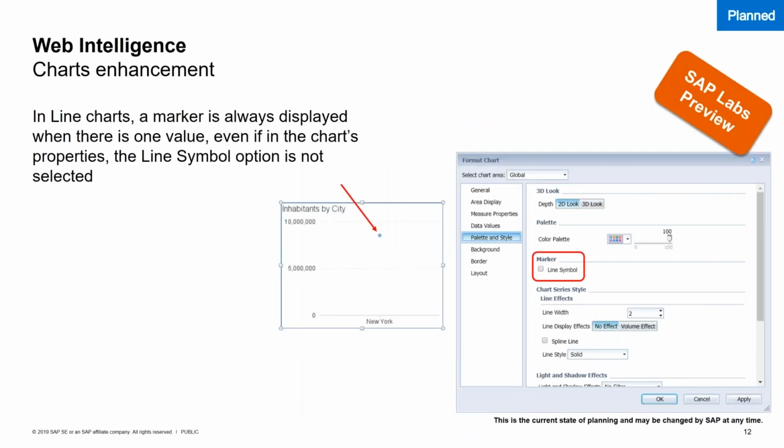Innovation number 2 is regarding a small enhancement for the chart. Inline chart, a marker can be displayed always, even if there is only one value to be displayed on the axis. This is a new behavior that we introduce, and the intent is to avoid displaying an empty chart when only one value is displayed in an axis. It's just to make sure that even if the marker line symbol is not checked, at least if you have only one value in your chart on your axis, you get a data point representing this single data value.